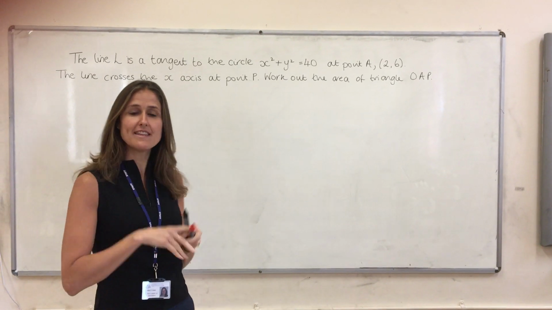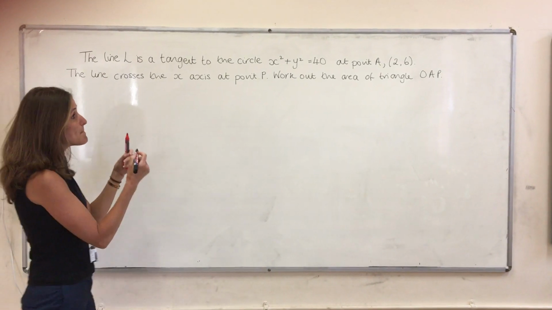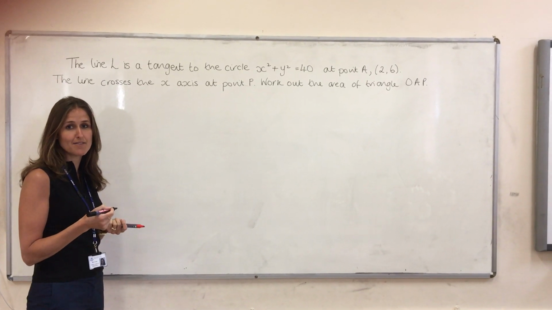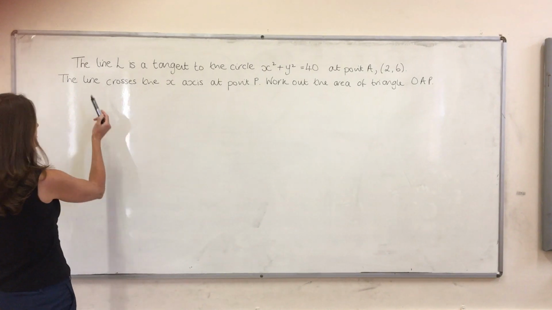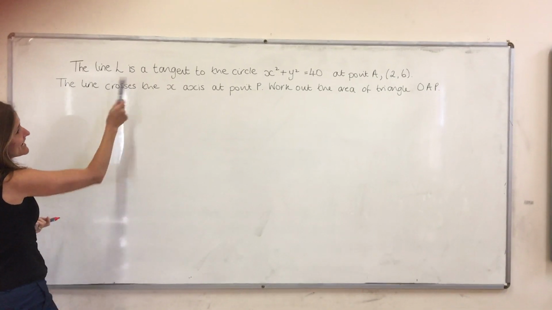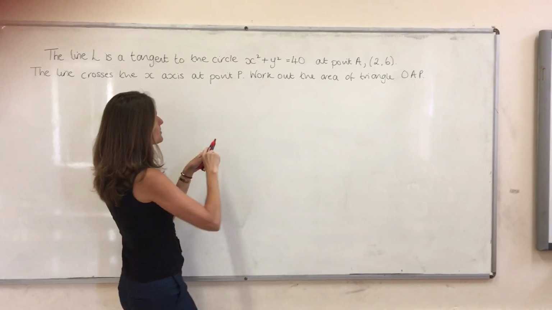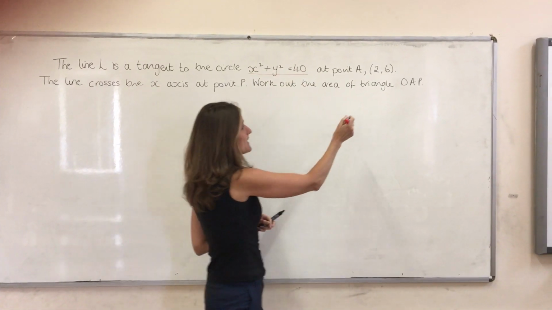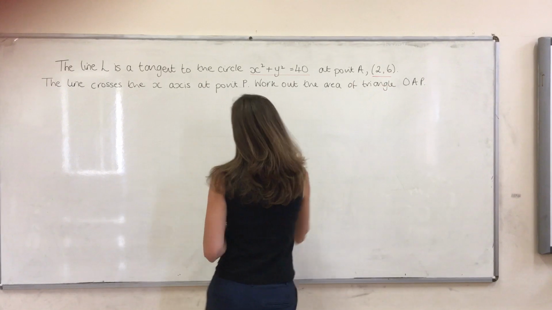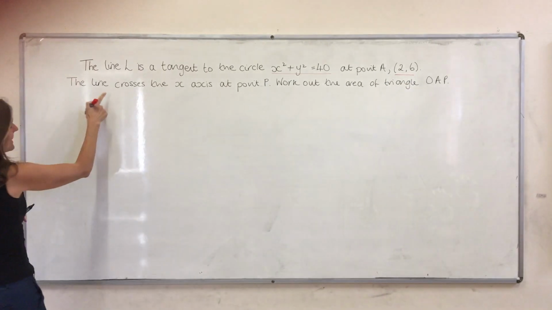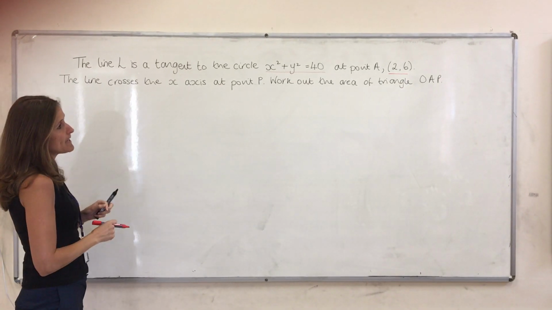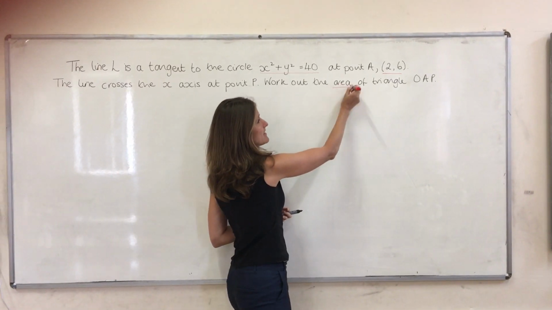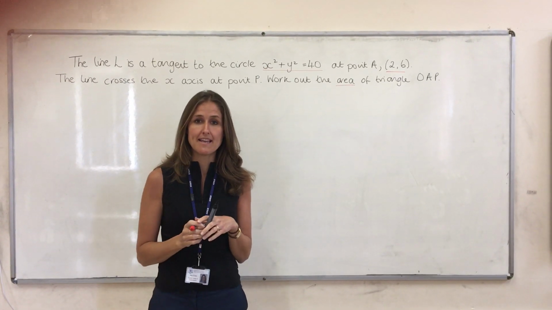Equations of a circle. There's a few bits in this question, but if you take it nice and slowly and take it through to the end, you'll be absolutely fine. The question is: the line L is a tangent to the circle, and here's your equation for the circle, and it touches the circle at point A, and we're given the point there. The line then crosses the x-axis at point P, and the last part of the question is you have to work out the area of the triangle OAP.